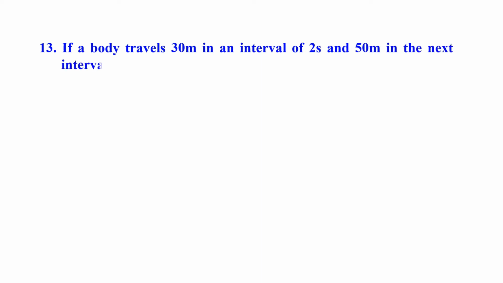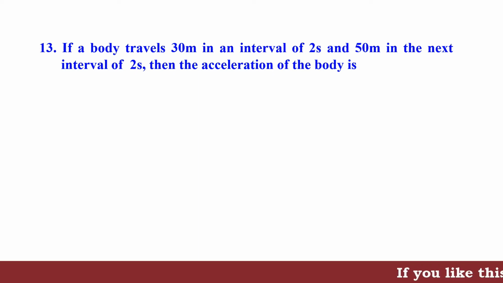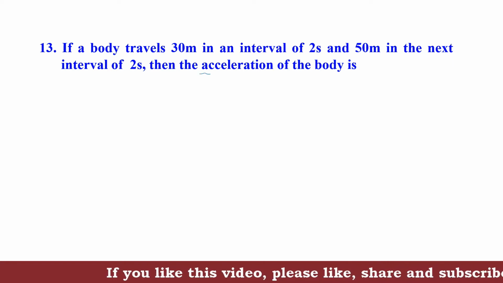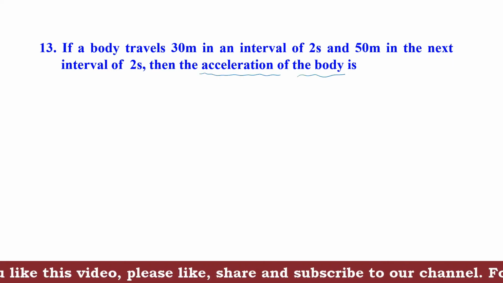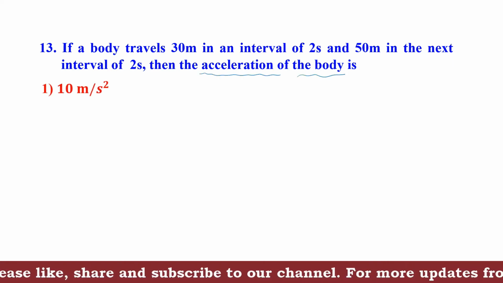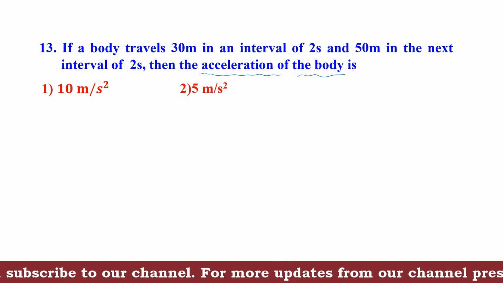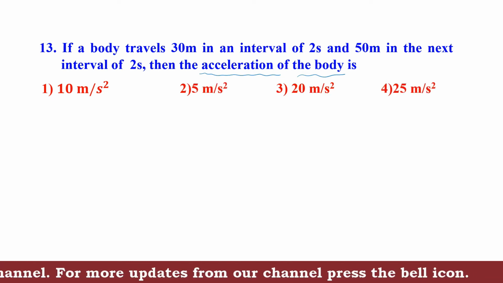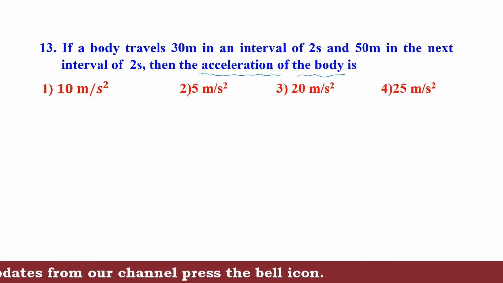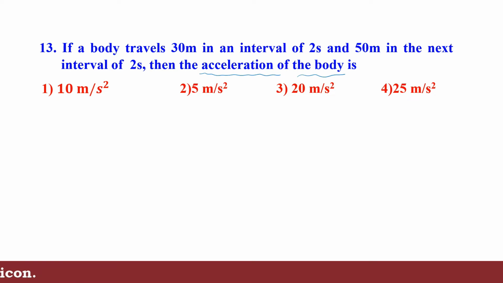Next one: if a body travels 30 meters in an interval of 2 seconds and 50 meters in the next interval of 2 seconds, then the acceleration of the body is, here we have to calculate the acceleration of the body. Options are 10 meters per second square, 5 meters per second square, 30 meters per second square, and the last option is 25 meters per second square. Now let us go to the solution.